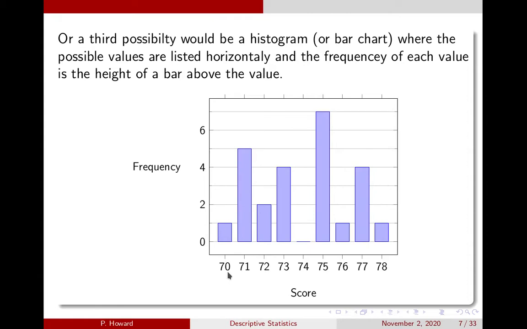The test scores are listed along the bottom of this chart. And then above each score is a bar. The height of the bar is the frequency of the score. So for example, the height of the bar above 71 is 5 because the score 71 occurred 5 times in the data. This is a nice visual way of looking at the data.